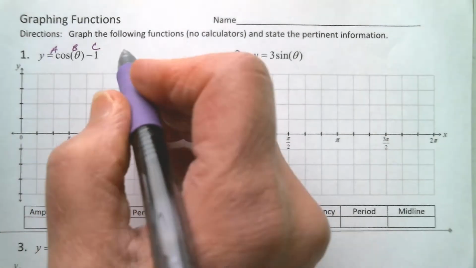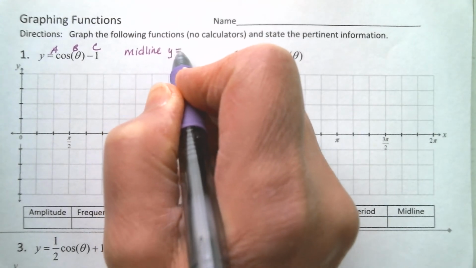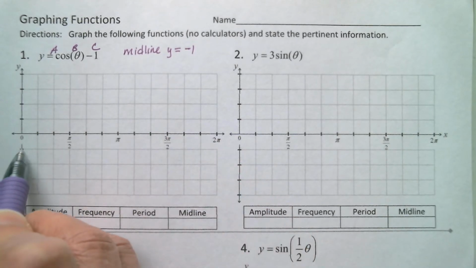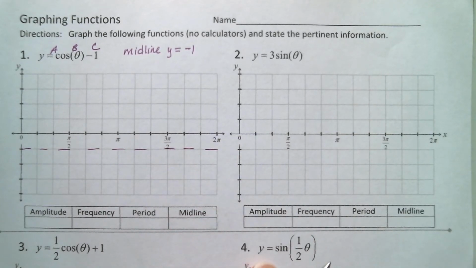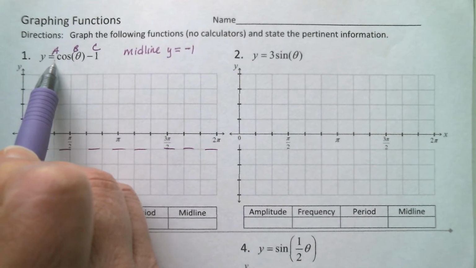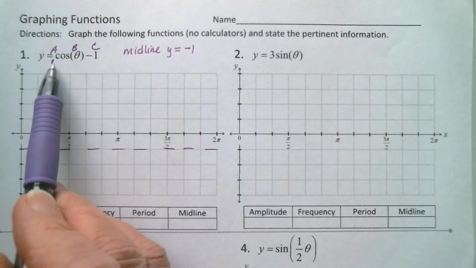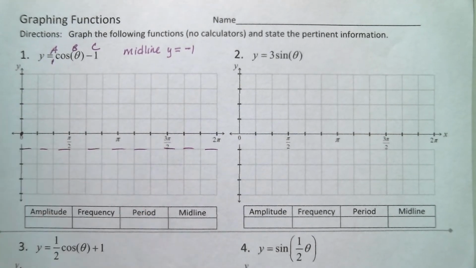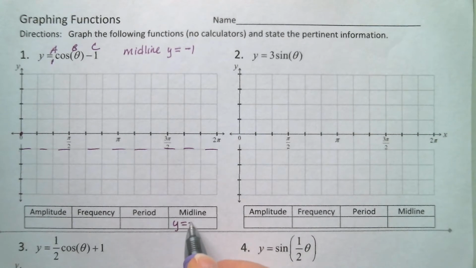So this c of negative 1, that is our midline. So y equals negative 1 is our midline. I'll just sketch a dotted or dashed line at y equals negative 1. Note that our a value is 1. Cosine starts off the midline, and in fact, in this case, 1 above the midline. So from my midline, I go up 1. Now, our midline is y equals negative 1.